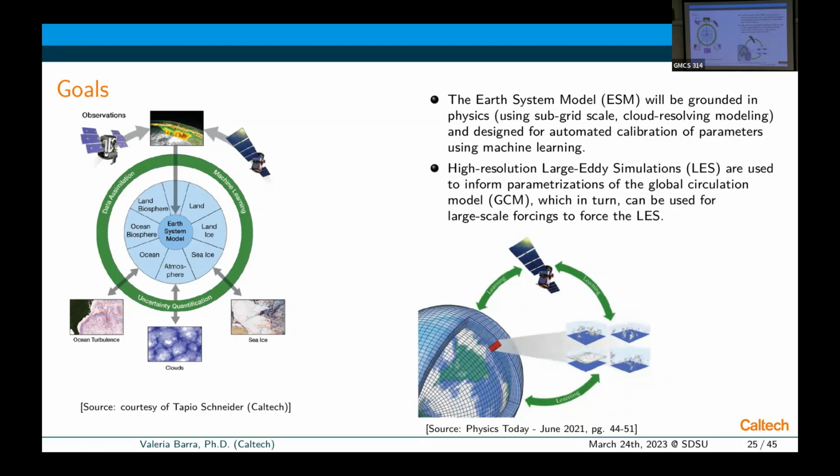So what we do is bridging this scale gap. By using the large eddy simulations that are used to inform the parameterization of the global circulation model, which in turn can be used for large-scale forcings to force the LES. So this is how you bridge the scale gap between these different scales.